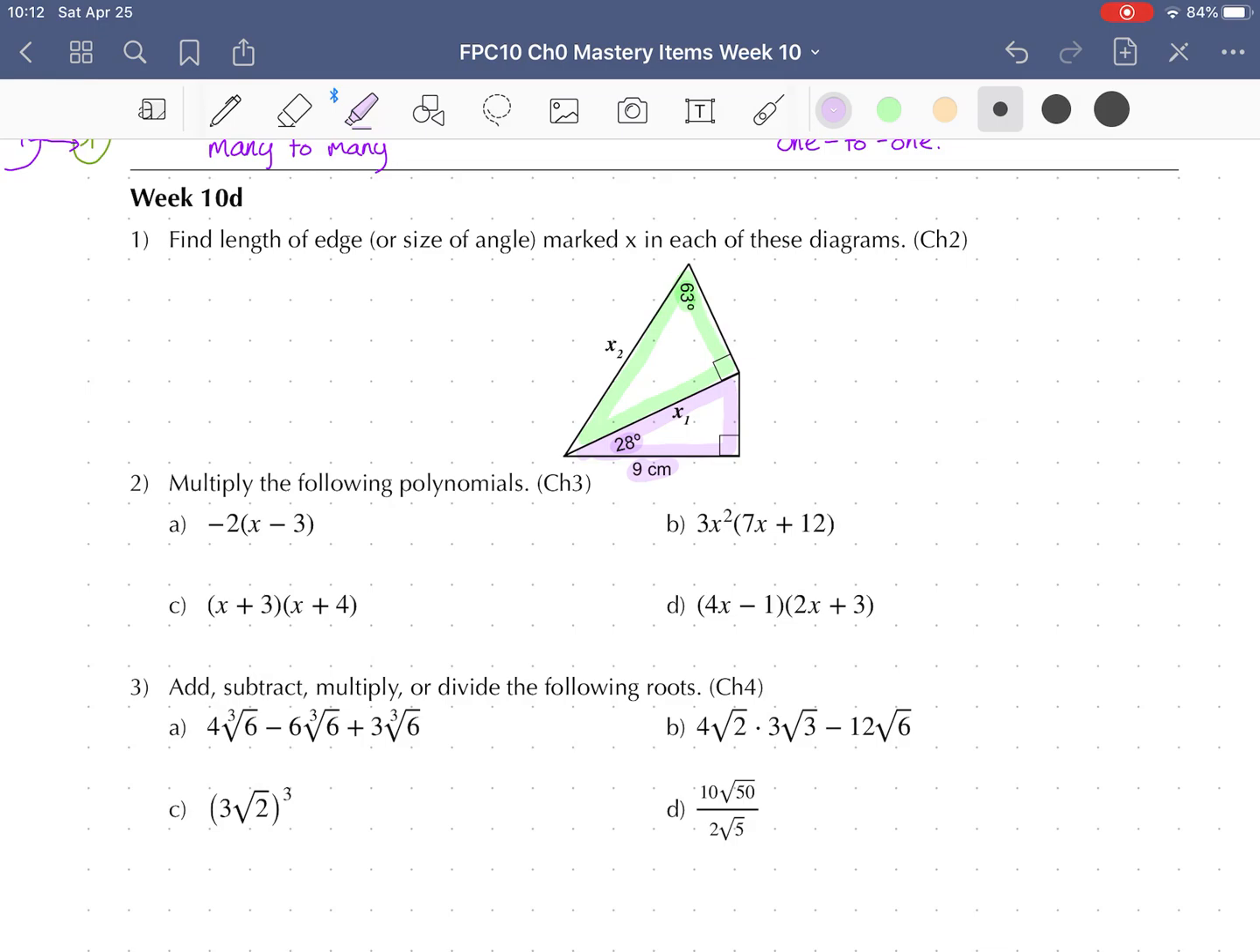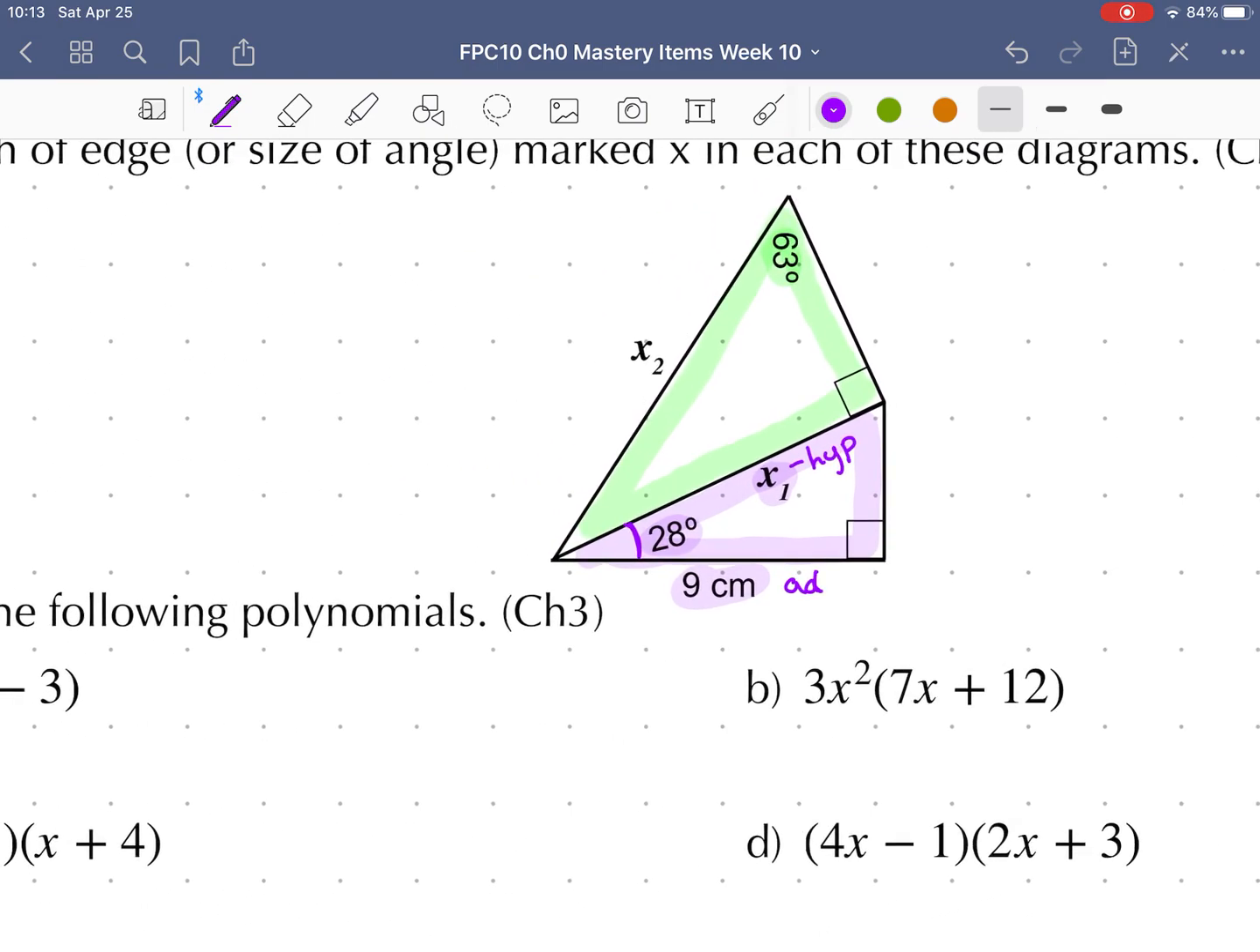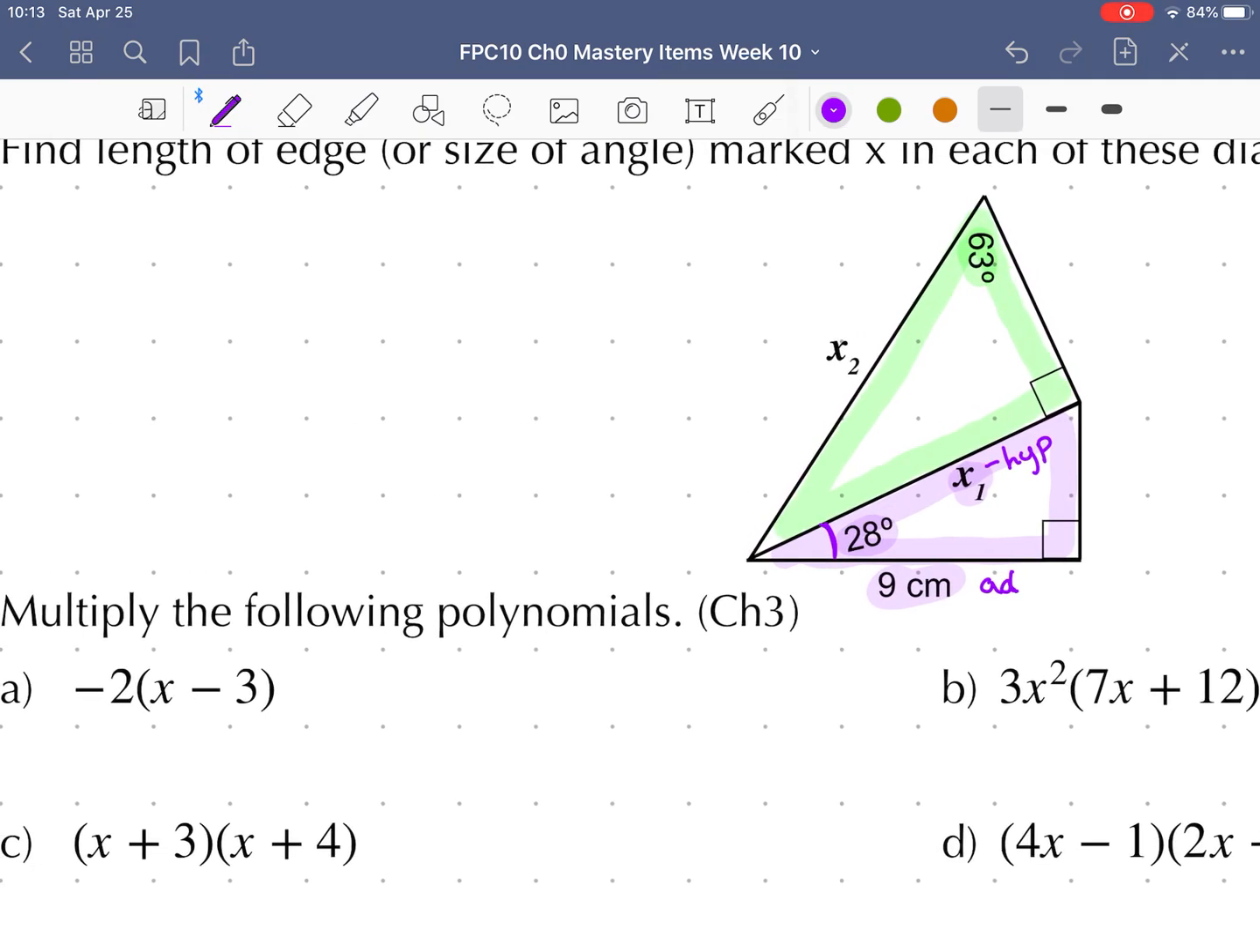So we can use the purple triangle to figure out the value of x1 right here. Now, if this is our angle in the purple triangle, then this side, x1, is our hypotenuse, and this 9 centimeter is our adjacent. Our adjacent and our hypotenuse are related by cosine. SOHCAHTOA. So cosine of our angle is equal to our adjacent over our hypotenuse. So cosine of 28 is equal to our adjacent side, 9, over our hypotenuse.